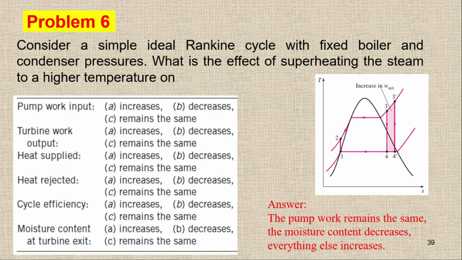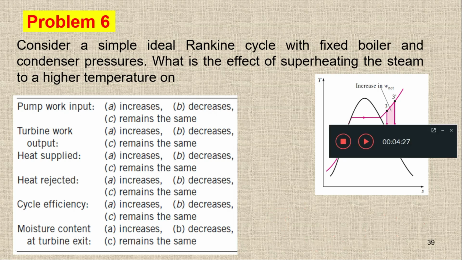So here if you see the answer, the pump work remains the same, the moisture content decreases, everything else increases. As we know there is no effect on the pump work, so it's almost constant, it remains the same. And the moisture content decreases from here to here, so moisture content decreases, everything else increases. So you can see work output is increased, the q in is increased, the heat rejection is basically increased, even the efficiency is going to increase for this case.